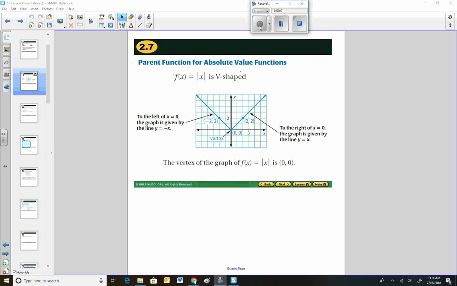Right, 2.7 is all about parent functions for absolute values. So in other words, we're going to be transforming, moving the absolute value function. This is our parent function, okay?